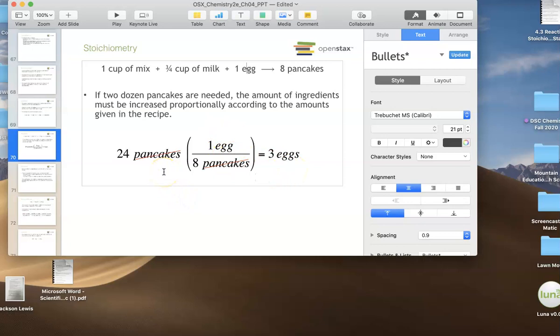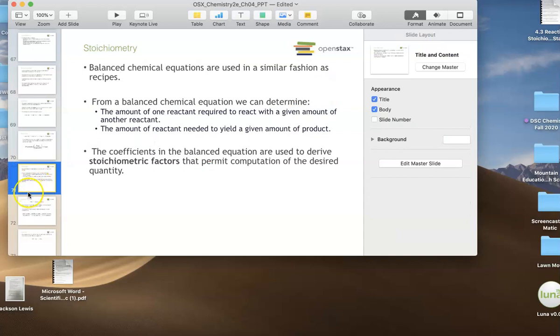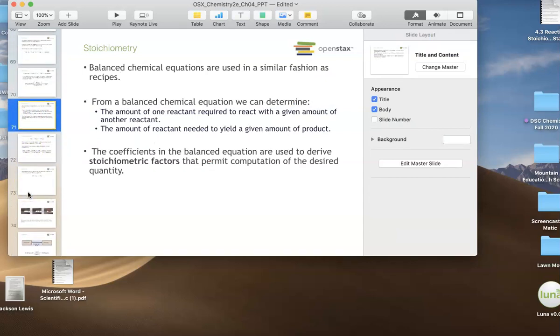Next is just to do the math. 24 times 1, remember this number is in the numerator, so 24 times 1 is 24, divided by 8, which is 3. So we have 3 eggs total that we need in order to make 24 pancakes. The math is the same when we're doing chemistry. We're starting out with a balanced chemical equation just like we started out with a recipe. Same idea here, but we're applying it to chemistry now.